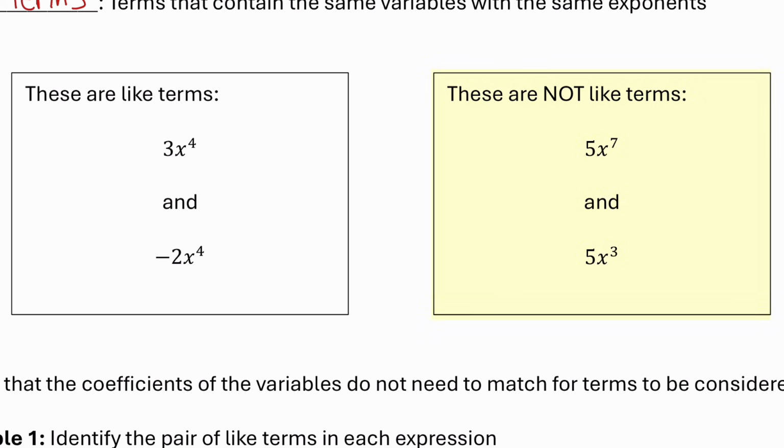Whereas if we look at the box on the right, the two terms, 5x to the power of 7 and 5x to the power of 3, although the coefficients are the same, once again, that doesn't matter when deciding if terms are like terms or not. All we look at is the variable part of those terms. And although they both have an x, the exponents are different. One is 7 and one is 3, which is what makes those terms not like terms.